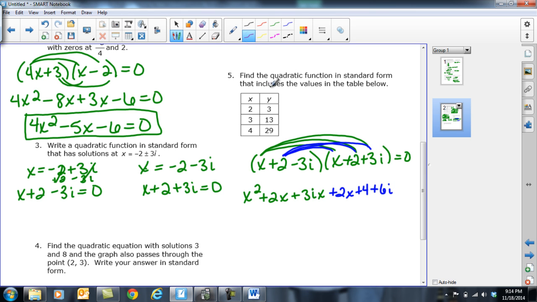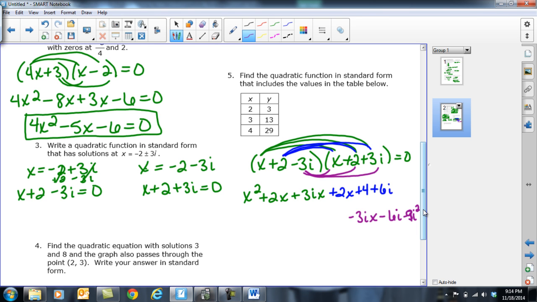I'm going to change colors again, and this time I'm going to go underneath so that all my stuff doesn't start to mix up. So now I have negative 3i times x. I have to write down here because I didn't leave myself enough room. I have negative 3ix. Negative 3i times 2 becomes negative 6i. And then negative 3i times 3i becomes negative 9i squared.